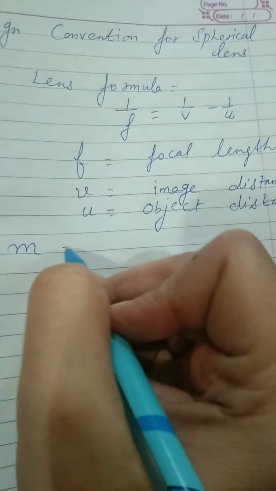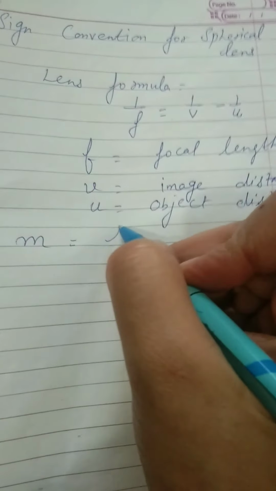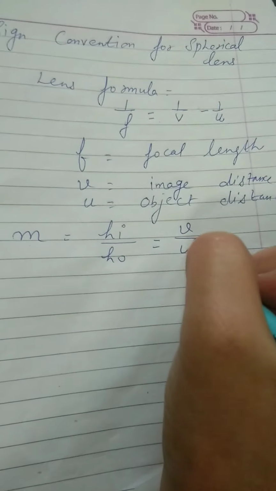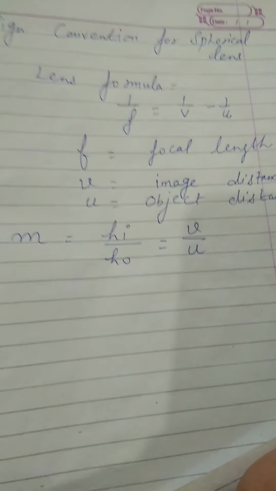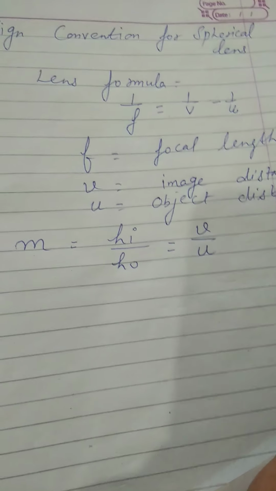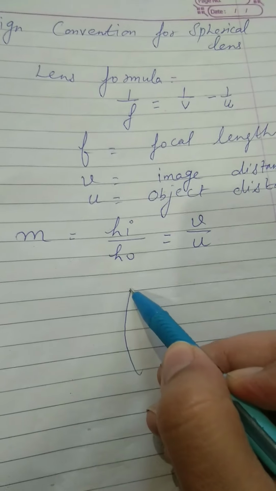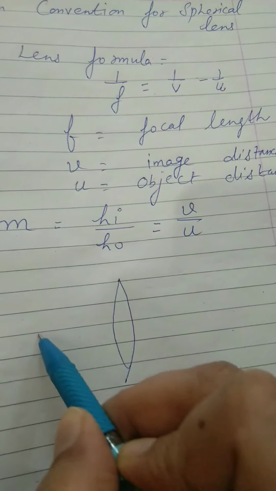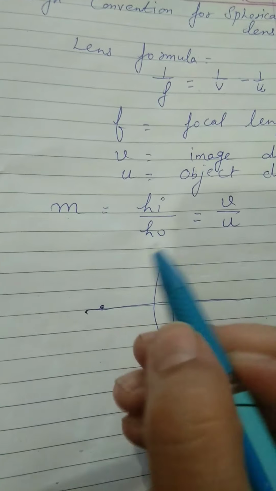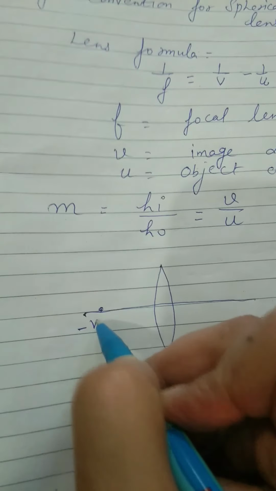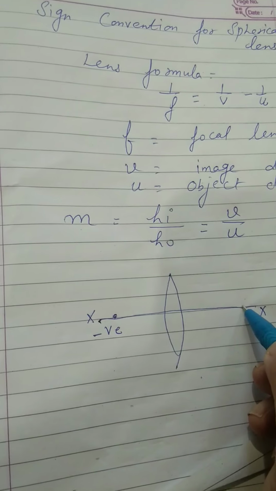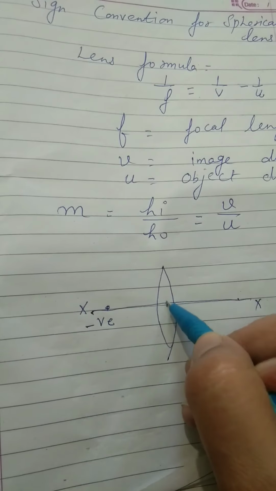Another formula, for magnification, is height of image upon height of object, that is equal to v upon u. How will we calculate? By using sign conventions for spherical lenses. For example, here is the lens. The object placed on this side, the left hand side, is negative, just like the x axis. X is positive for the right hand side and negative for the left hand side.